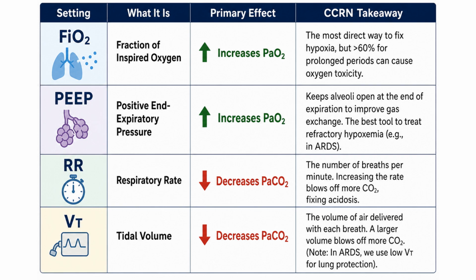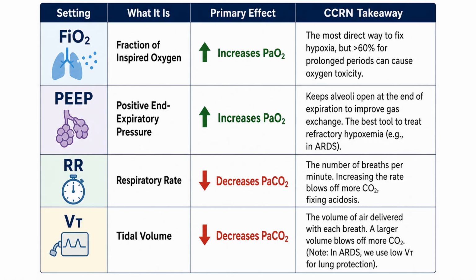Respiratory rate is the number of breaths per minute. To fix a respiratory acidosis, meaning a high CO2, you increase the rate to blow off more CO2. And tidal volume is the size of each breath. A larger volume also helps blow off more CO2. The big exception, which is a favorite exam topic, is in ARDS, where we intentionally use low tidal volumes for lung protection.